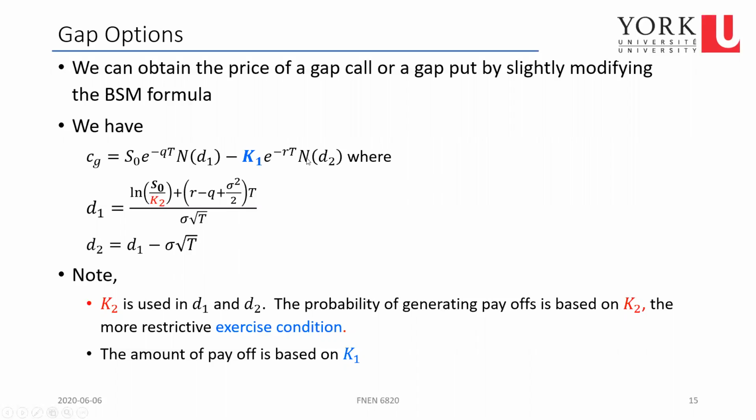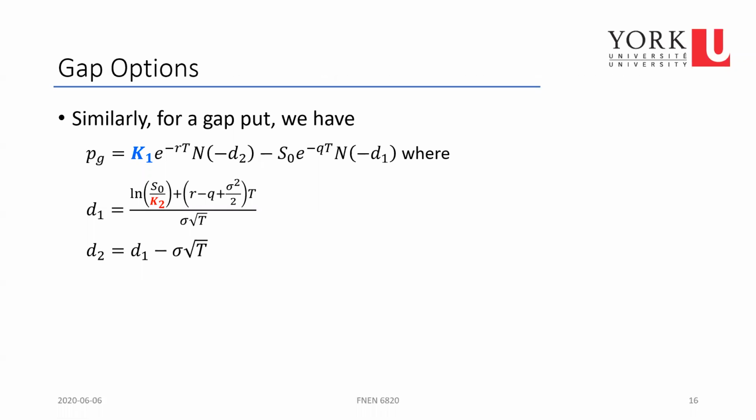So we see this formula for calls, and very similarly, we see exactly the same thing for puts as well. We need to use K2 when we compute D1 and D2, but when we calculate the actual price in the pricing formula itself here, the K that we need to use is K1.